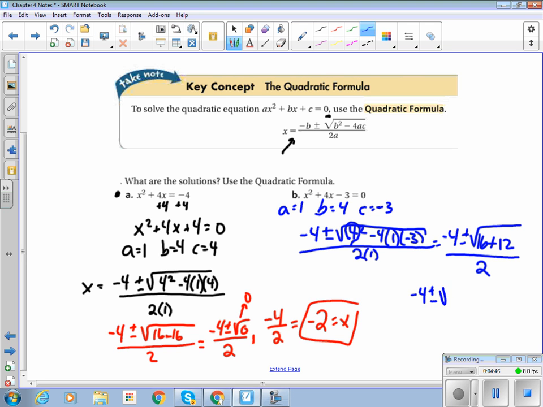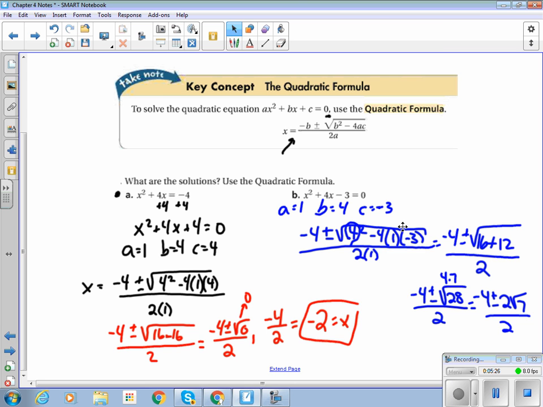Simplify that down even more. Negative 4 plus or minus square root of 16 plus 12, which is 28, divided by 2. 28 is 4 times 7. I know 4 is a perfect square, so I can go ahead and square root it and get 2 and take that out. The square root of 7 stays in there. So now I have negative 4 plus or minus 2 times the square root of 7.